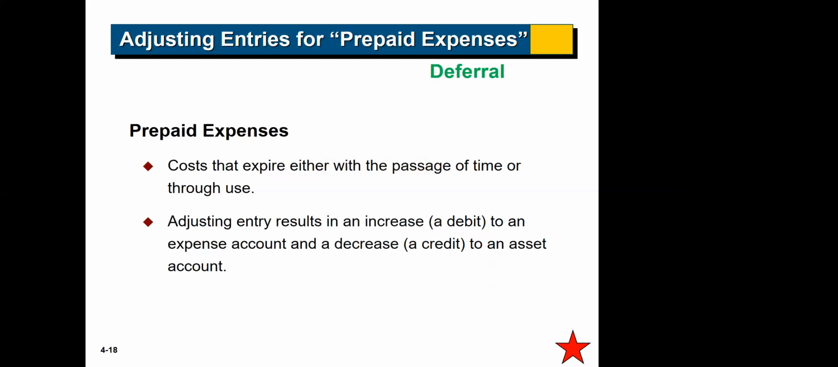This is not when you actually pay the insurance. This is the adjusting entry you do every single month to recognize how much insurance you've used. Every single month you're going to do an entry. You're going to debit insurance expense. You're going to credit an asset account, prepaid insurance. It's a debit expense and credit asset. That's the adjusting entry.